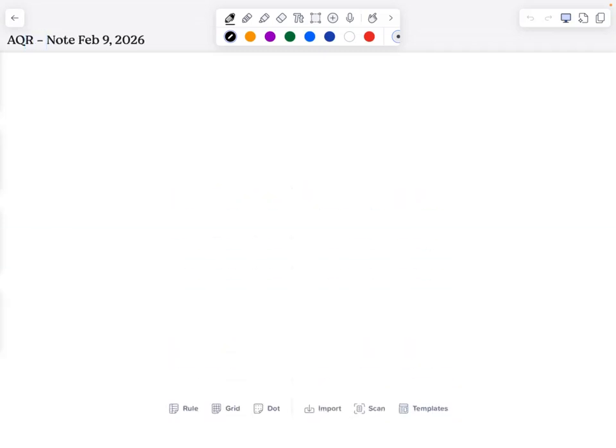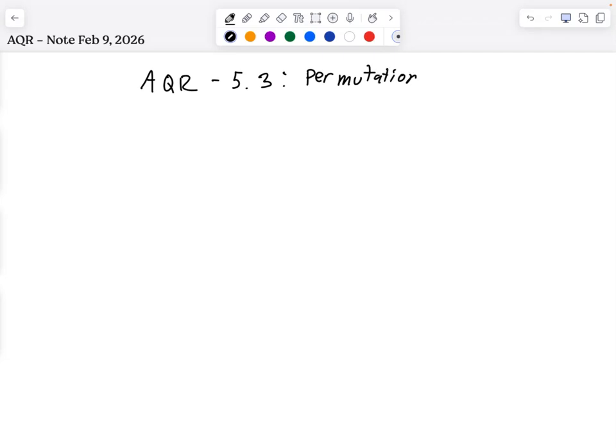AQR today, and our lesson today is 5.3. It's only just one. I know it's 0.1, but permutations. How does that look? That looks good over there. So we should have our notes. We should have these because you want to refer back to them.